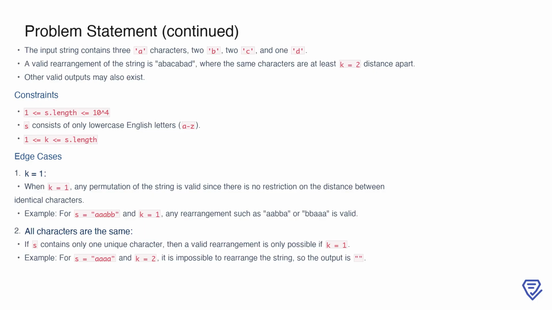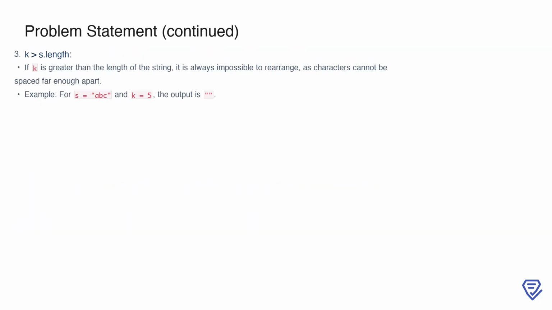The constraints for this problem specify that the length of s can go up to 10,000 characters, and s contains only lowercase English letters. The value of k is always between 1 and the length of s. These constraints ensure that the problem is well defined, but they also indicate the need for an efficient solution. Now let's discuss some important edge cases.